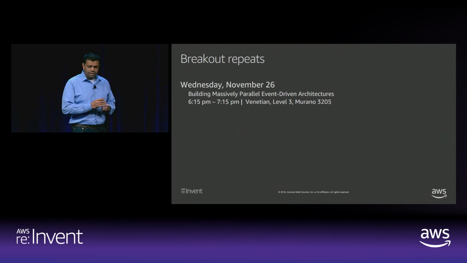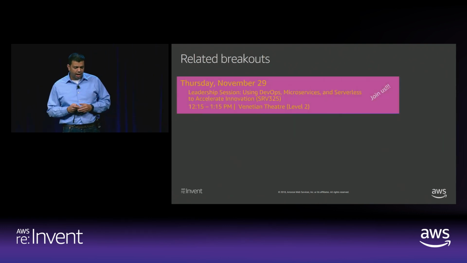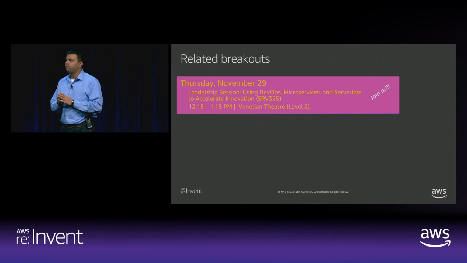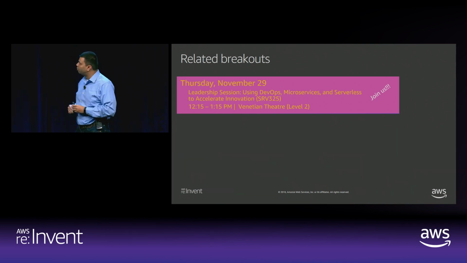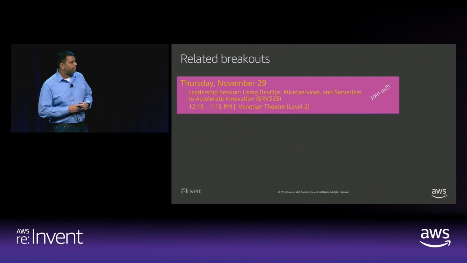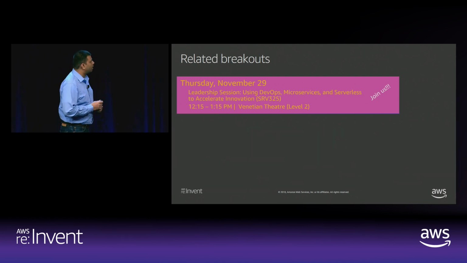So with that, this is the last breakout repeat of this session. And the other session I highly recommend everybody go to is this leadership session. This will give you an overview of the serverless landscape, how we are thinking about serverless on AWS, and what are some of the innovations that are in the pipeline. This is tomorrow at noon in the Venetian Theater. And you will see some of our leaders come out there and give you an overall lay of the land here.